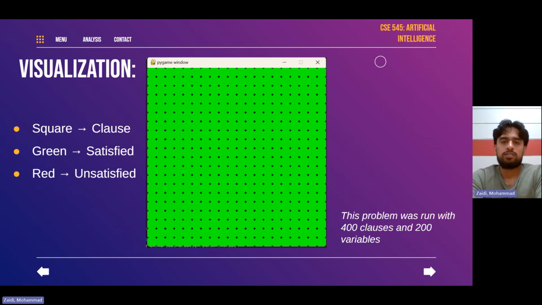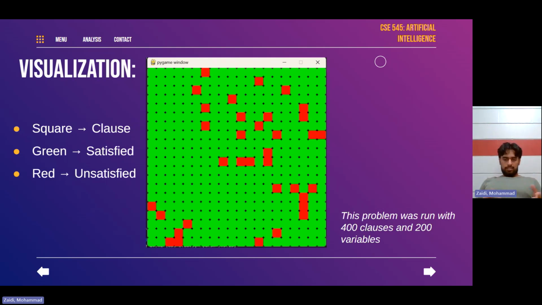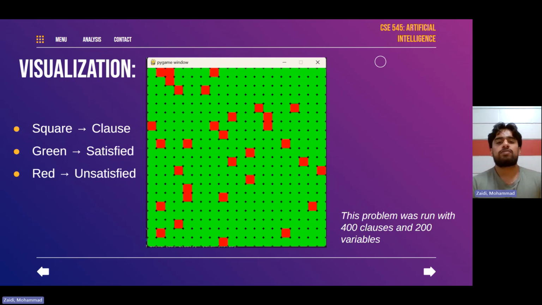Now, here is how we went about visualizing it. So you see in the beginning, we have a grid of squares. Each of these squares, in this case 400, represents a clause. And if the clause is false, we get a red square. And if the clause is true, we get a green square.